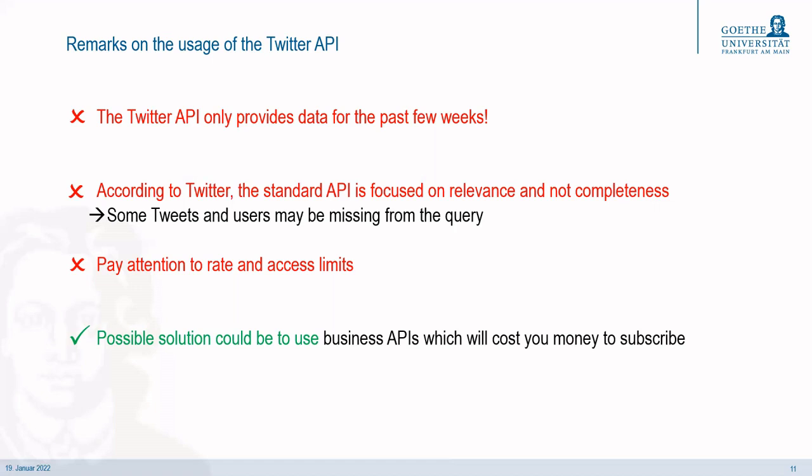Now you may ask yourself, how is relevance defined, and does this hinder me in my academic research? To be honest, we can't answer this. Twitter will not provide any guidelines on how they classify relevance. So it's just arbitrary. But we don't think that this might hinder you. Of course, you will not get every tweet.